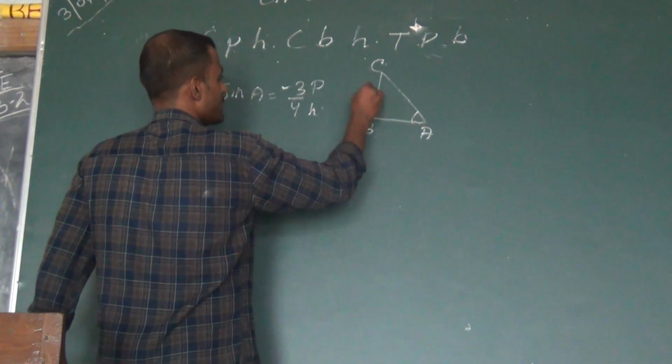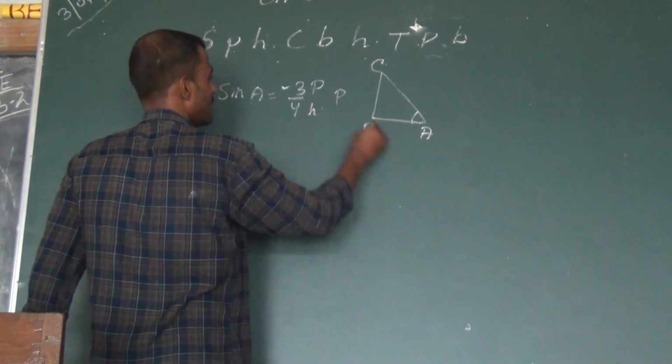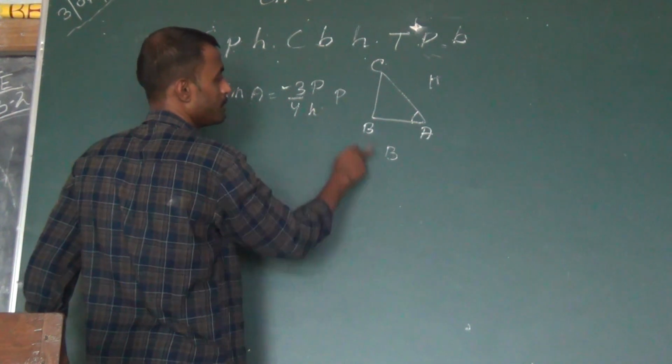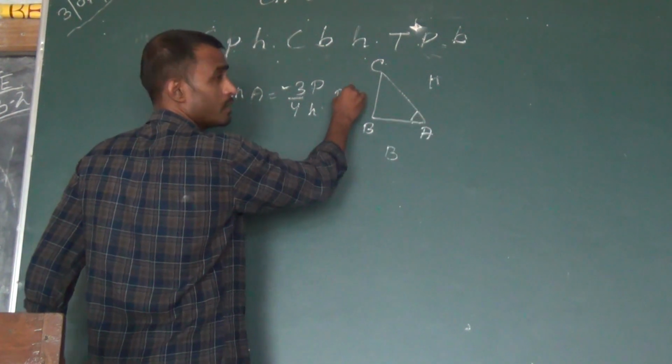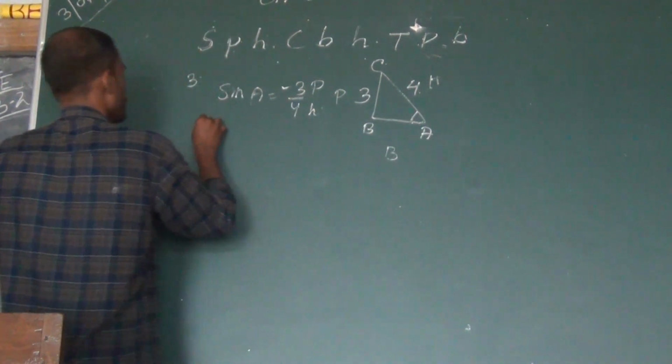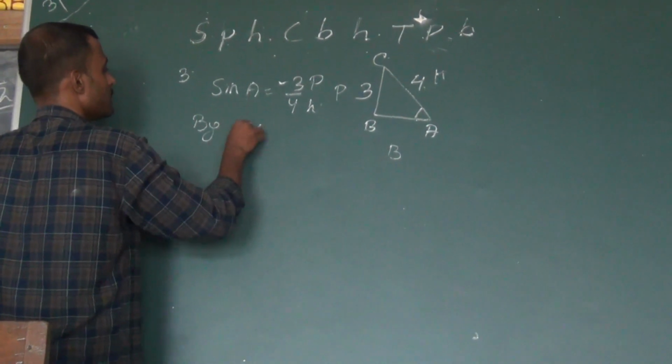If the angle is here, this is P. I'm just writing P here, okay? This is B, this is H, so that you don't get confused. That's why I'm writing P, B, H here. Okay, the angle is here, that's why this is P. P how much is given? 3. H is how much given? 4.